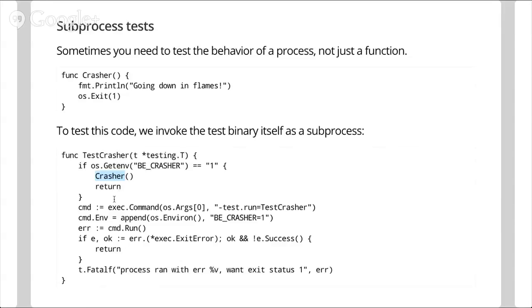So now I have a test binary that calls itself and executes some code on behalf of the parent process. Then in my code here, I can test whether I got an exit status of 1 or 0. And if I didn't, I can write a fatal: I expected this and I got that. This is basically the smallest possible example of a subprocess test I could formulate.